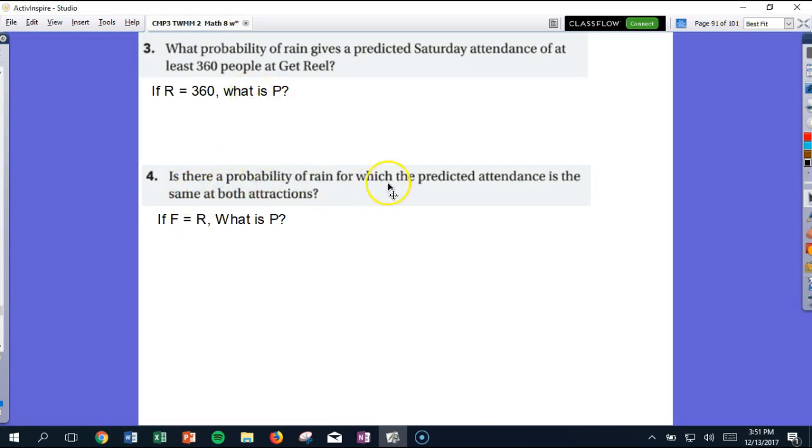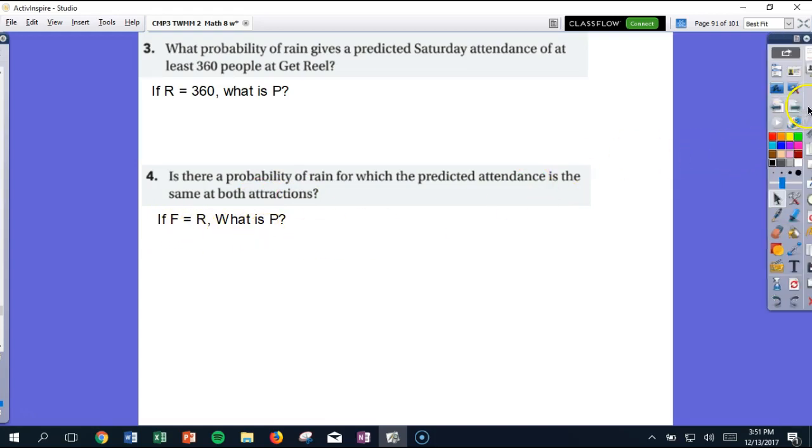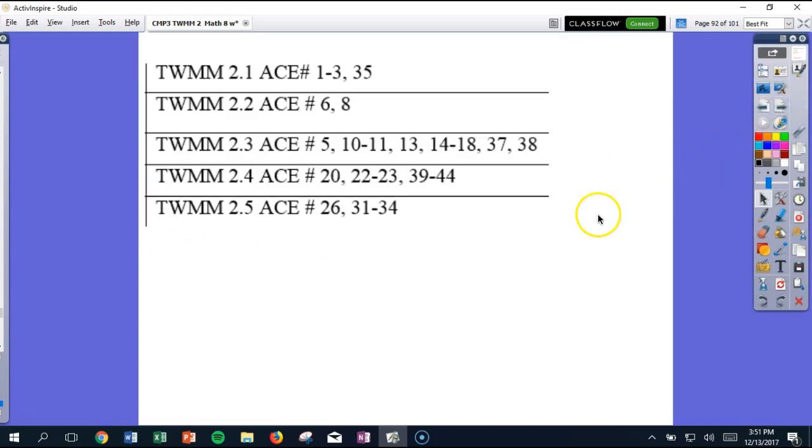Number 4, is there a probability of rain for which the predicted attendance is the same at both attractions? So is there a place where we can have F equaling R? And if so, what is P for that?